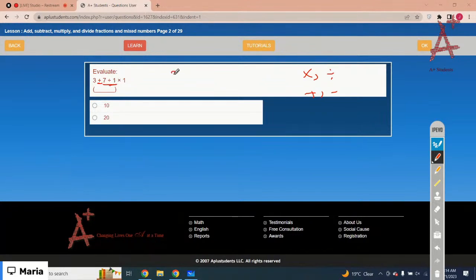Got it? First, let's do 7 divided by 1. Any number divided by 1 equals the same number. So it would be 3 plus 7 times 1. Got it? Now you have addition and multiplication. Multiplication has the higher priority. So you have to do 7 times 1. That would be 7. Now at last you have to add them. So 3 plus 7 equals 10. So the correct option is 10. Got it?